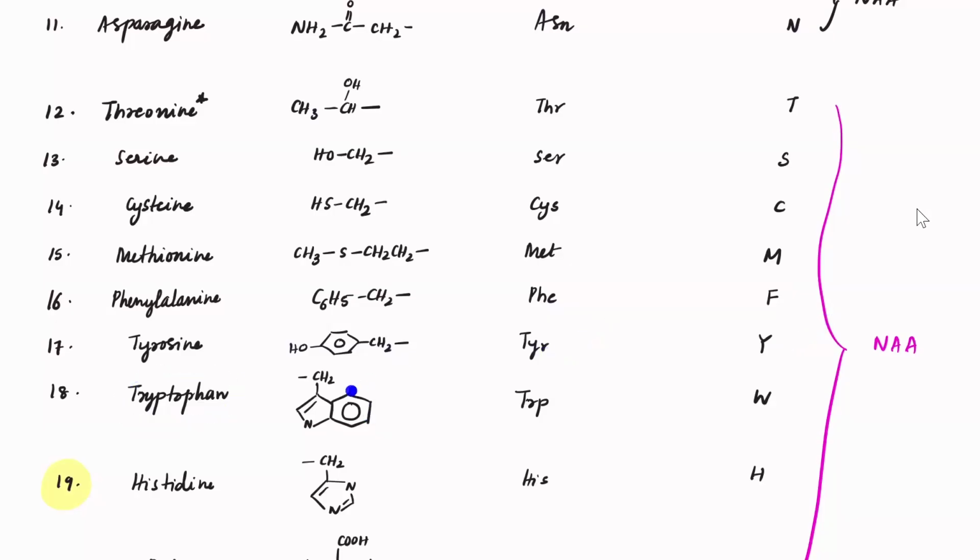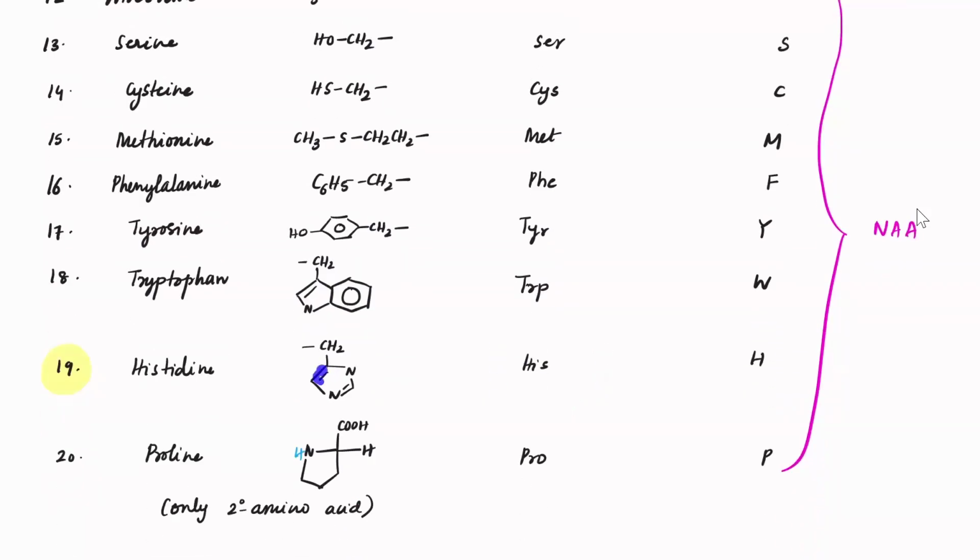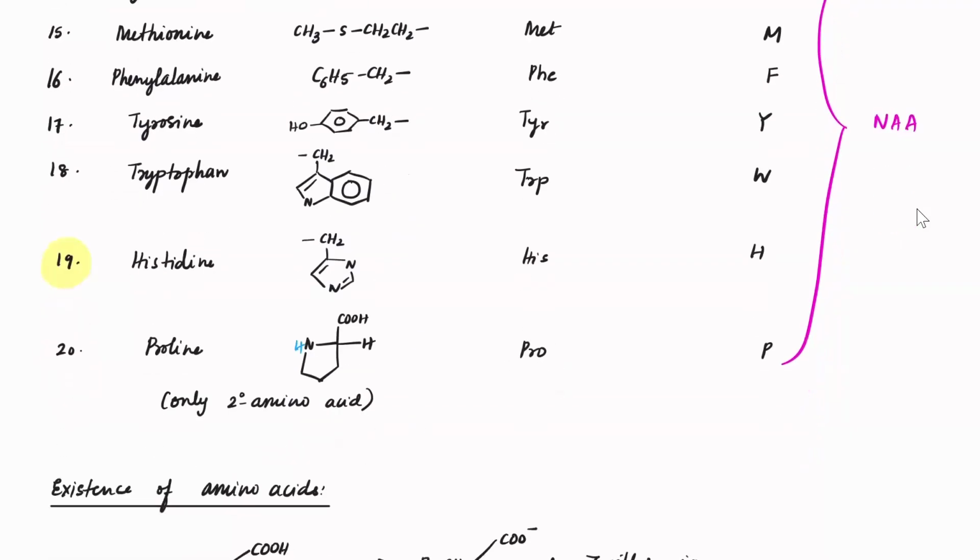Tryptophan. Tryptophan is a very different group here. It will have a pyrrole and benzene ring connected with a CH2 end. So tryptophan and W. Histidine. Histidine is very specific. You will have an imidazole connection. This is the ring connected with CH2, that is histidine. HIS and H. The only amino acid which is secondary is proline. Proline is the only amino acid which is actually a secondary amino acid. So that is proline, PRO, and it is represented as P.